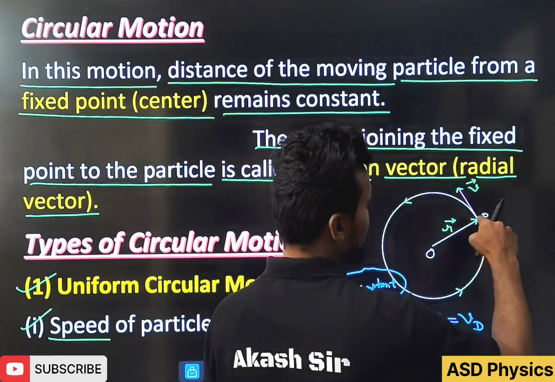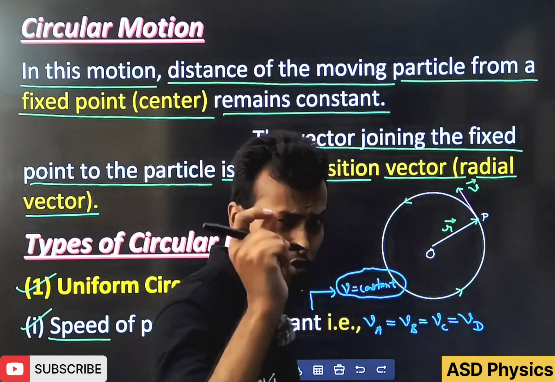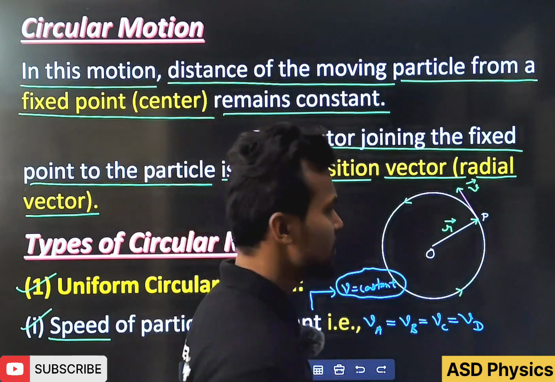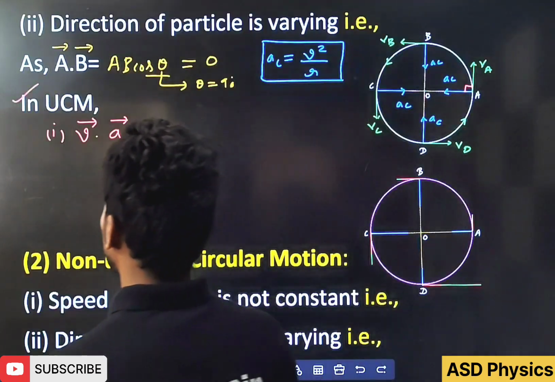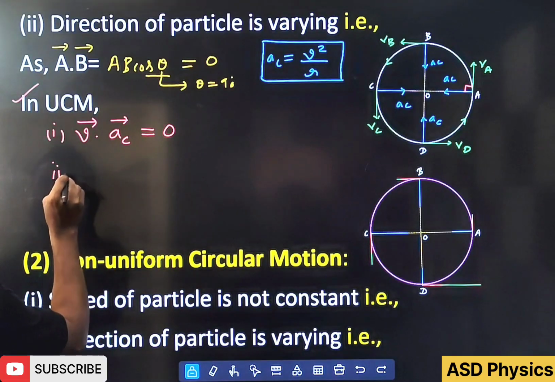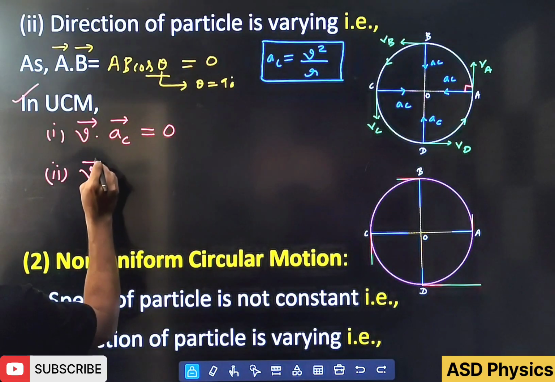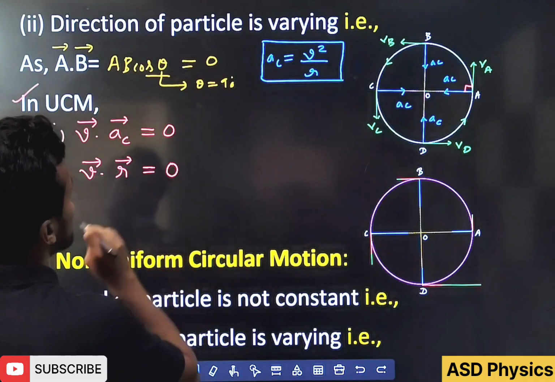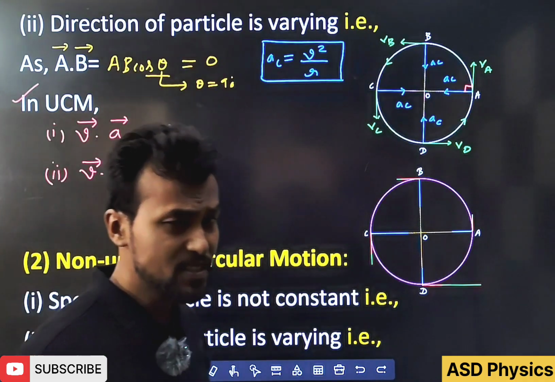Similarly, if we talk about the radial vector, you know very well, see, this is the radial vector and velocity is tangent, and you know very well radius and tangent in a circle will always make how much angle? 90 degrees. Is it? So remember that here also. If I write V dot R, so V dot R will also be perpendicular. That means how much will be there? 0. Is it? Great.